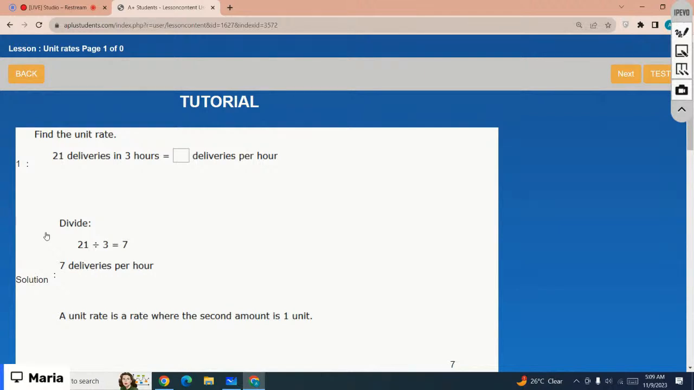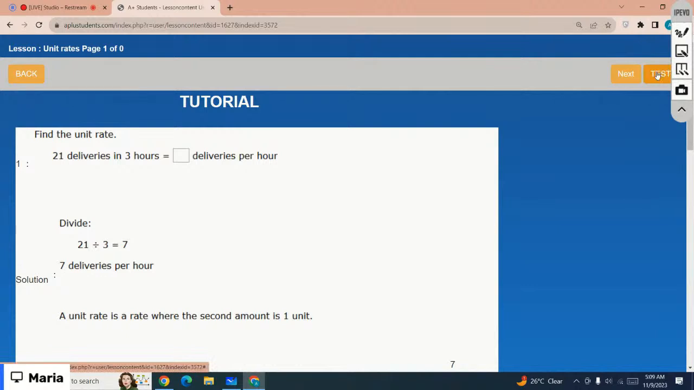For example, find the unit rate: 21 deliveries in 3 hours, right? So you have to calculate how many deliveries per hour, right? So you have 21 deliveries in 3 hours. So 21 divided by 3 equals 7. That means 7 deliveries per hour. In 1 hour, you have 7 deliveries. So that would be 7 deliveries per hour. Got it? Let's just start with the test question.